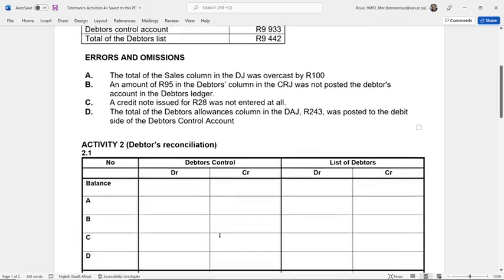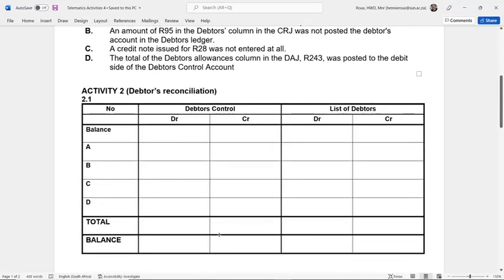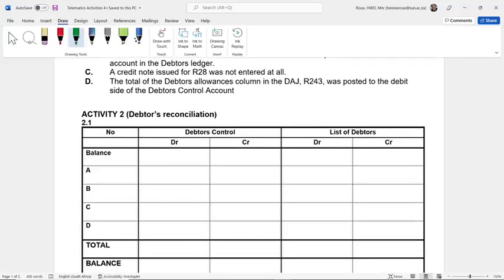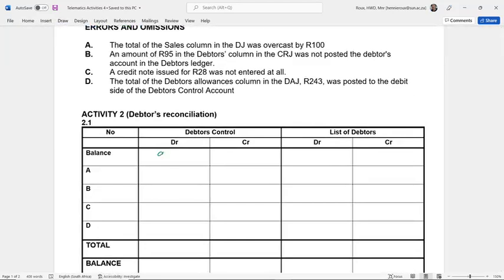First thing, we must bring down those incorrect balances. Debtors control had a debit balance, an incorrect debit balance, 9,933, and the list added up to 9,442, which is wrong. Can be that only the one is wrong, can be that both are wrong.